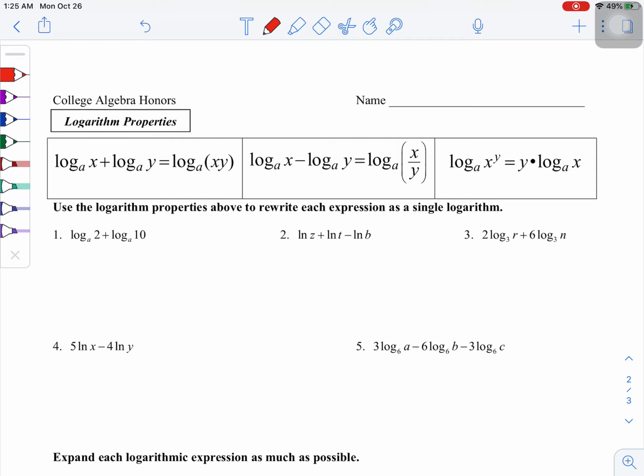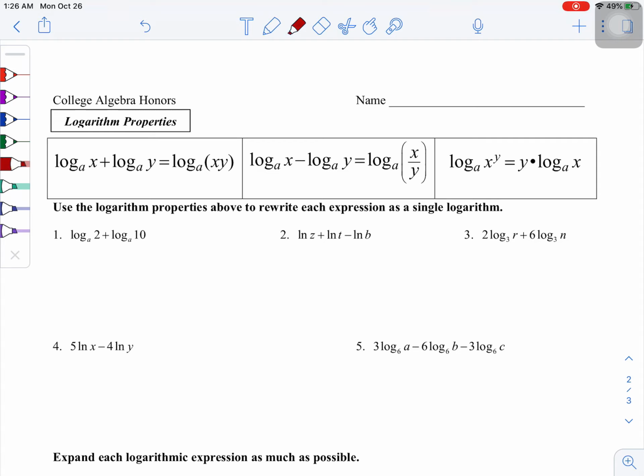So in this video, I'm going to talk about some of the logarithmic properties. Now, logarithmic properties actually behave very much like your exponential properties. And if you think about it, it makes sense because logs are related to exponents.